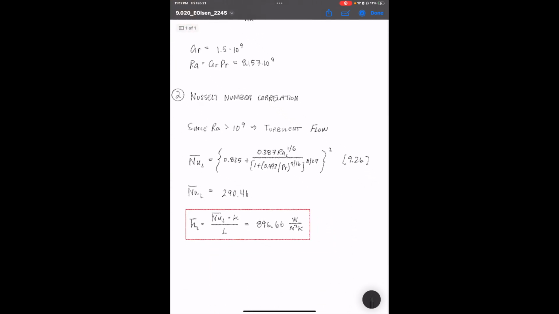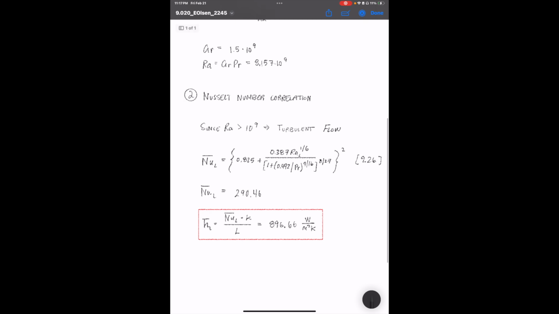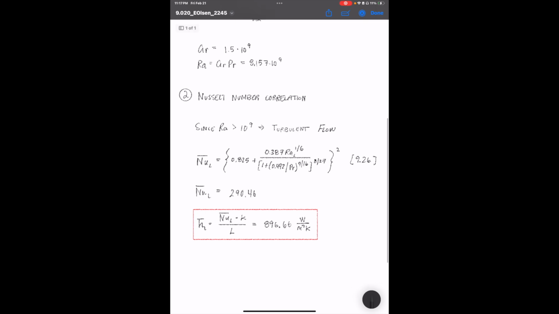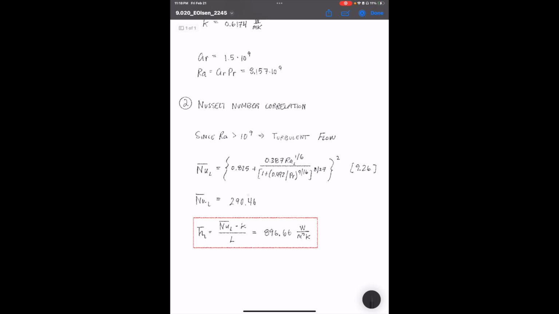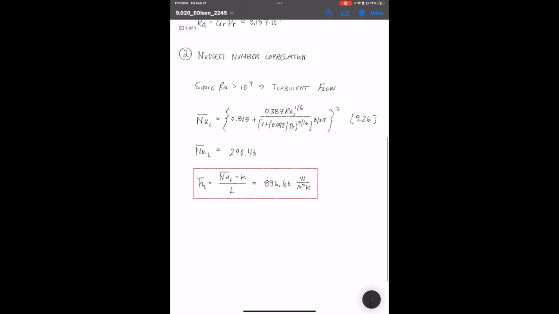And now we can figure out what Nusselt number correlation we can use. For free convection, turbulent and laminar flow is determined by your Rayleigh number. For a Rayleigh number greater than 10 to the 9, it's assumed to be turbulent flow. And that assumption gives us a Nusselt number correlation given here by equation 9.26 in the textbook. If we plug in all of our known values here, we get a Nusselt number averaged over the length of the plate of 290.46. And if we plug that in to calculate our convection heat transfer coefficient, we get 896.66 watts per meter squared Kelvin.